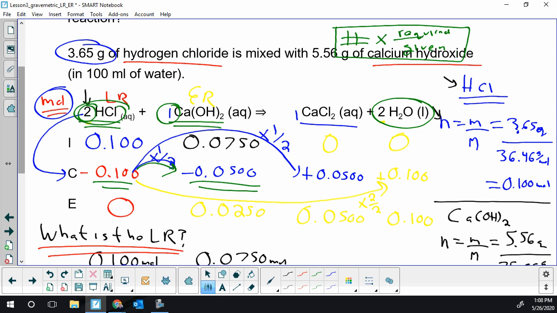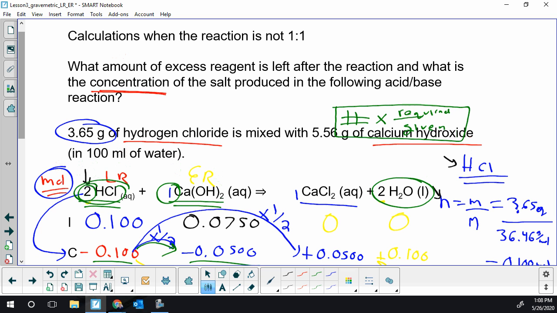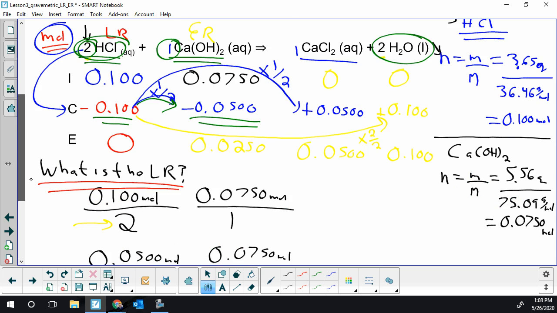So I'll finish this off and then let you know where you can start practicing. When I say finish this off, what was the actual question? They asked for the mass of the excess reagent, which we did, but we haven't done that concentration part. Okay. So concentration of the salt produced.